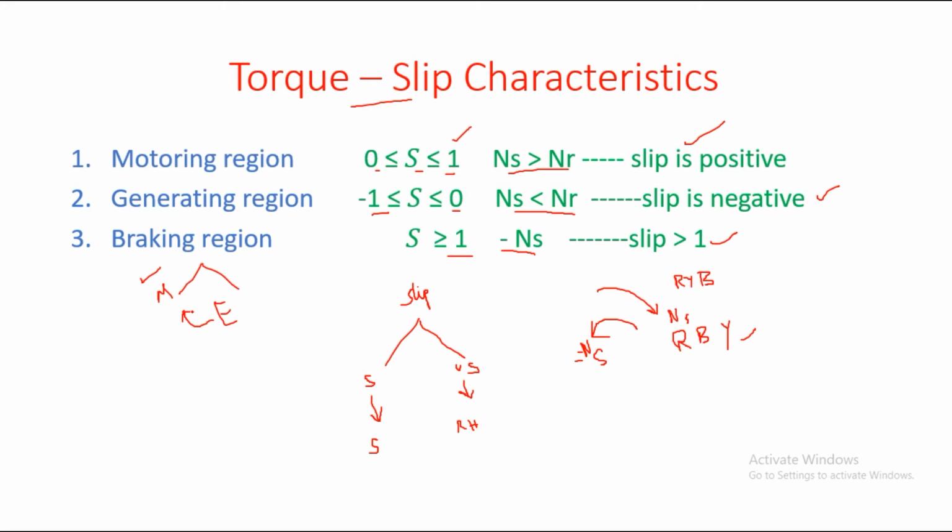So the first thing is electrical braking, and before applying mechanical braking we have to immediately cut down, it means we have to immediately disconnect the stator from the supply. So this is the main condition to keep in mind while applying braking to the machine.